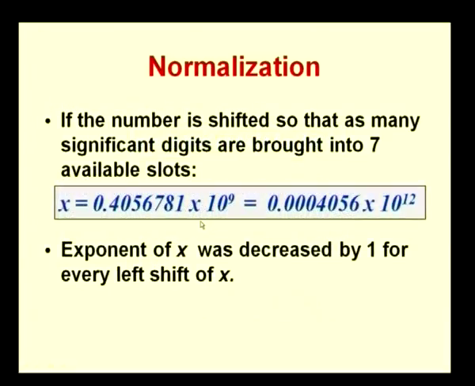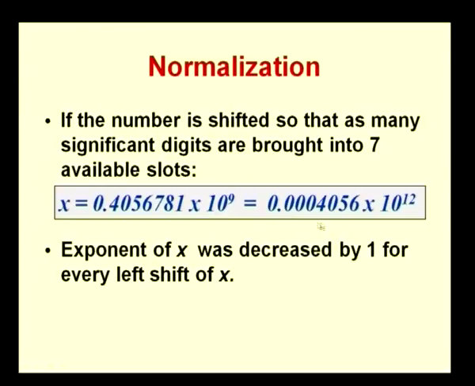If I do this, what I am actually doing is, when there are leading zeros in my representation, I can do away with those leading zeros and represent more significant digits in the available slots, by adjusting the exponent appropriately. So, how do we adjust the exponent? All we do is decrease the exponent by 1 for every left shift of the number that we are doing here.